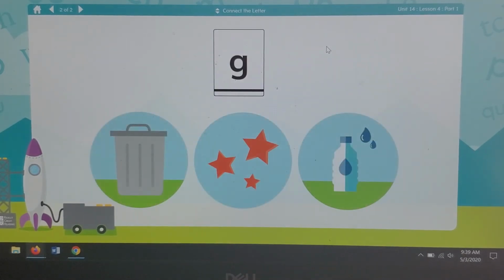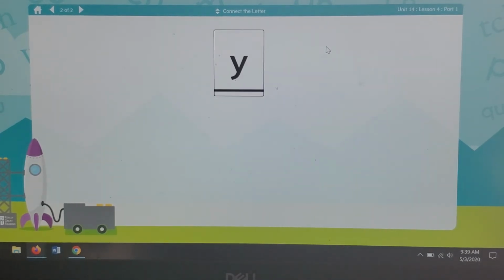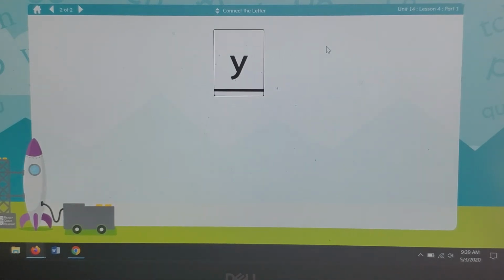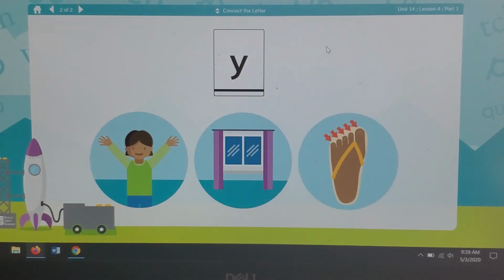Next, we have garbage, stars, water. Which one begins with G? Garbage is correct. Next, we have the letter Y. What sound does the letter Y make if it is acting as a consonant? Y is correct. We have mouth, yellow, quilt. Which one begins with Y? Yellow is correct. Next, we have yes, window, toes. Which one begins with Y?